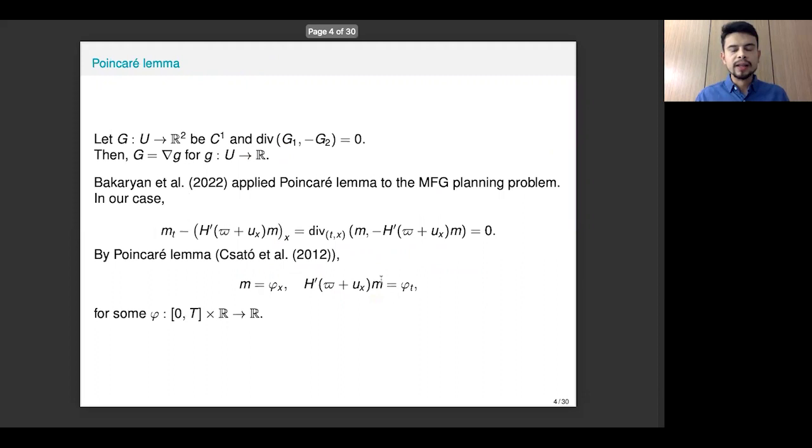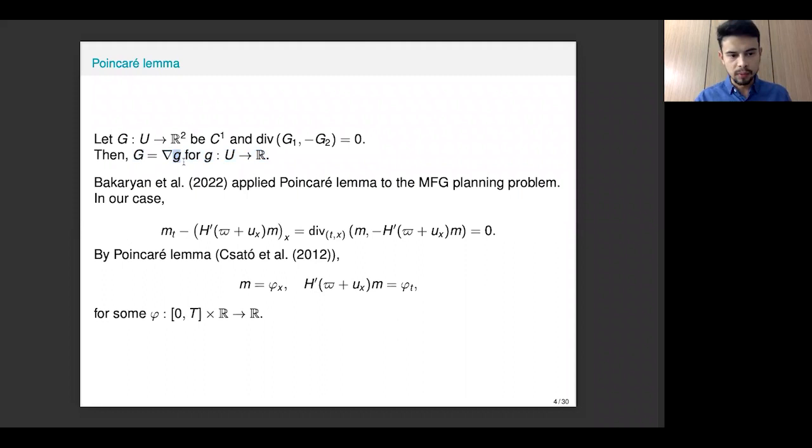The inspiration comes from a result called the Poincaré lemma that you may be familiar with. It's particularly useful in physics. There are several variations of this lemma. The most general one is for manifolds. And here I am just recalling a version from calculus. It says that whenever you have a vector field in R2 that satisfies a certain divergence condition, then you have in fact a scalar function whose gradient gives you back this vector. And in physics, this lowercase g is what is called the potential. That's why we named this approach the potential approach.